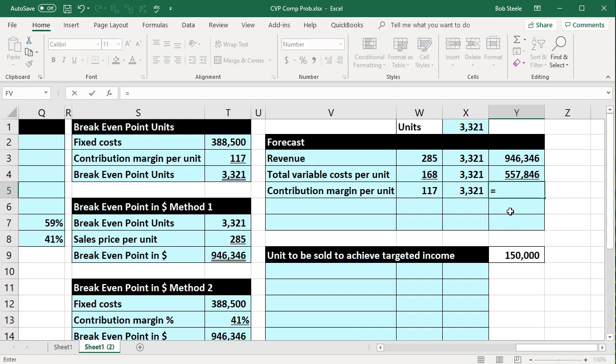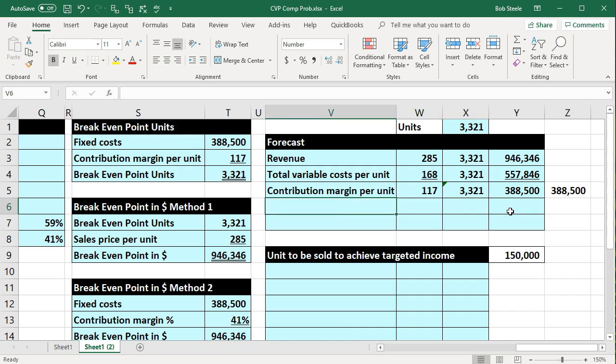One, we can take this number minus this number, sales or revenue, minus variable costs, totals. These are the totals now. That gets us to 388,500. We can also calculate that number as the 117 contribution margin per unit times the 3,321. Isn't that nice? That's the beauty of this type of format, the contribution margin type income statement format.